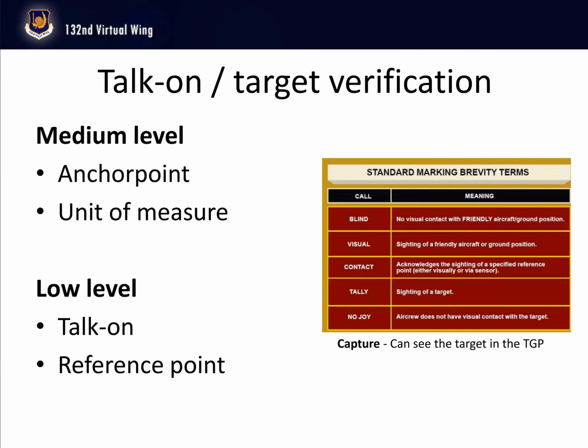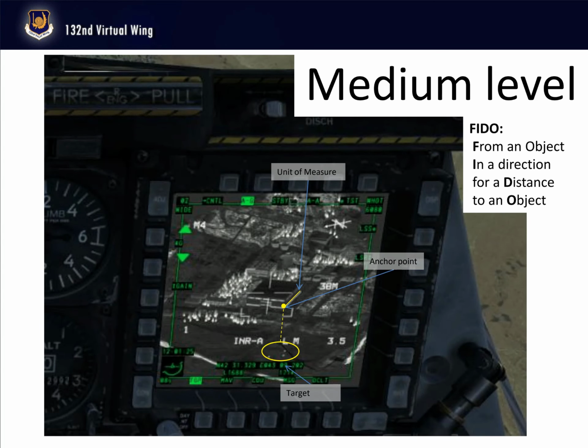Okay, so we have specifics for medium level and low level TOCONs. Some of it is more related to fast movers. The medium level is more relevant. When you have a sensor, we use feature, form, object, in direction. I'm on slide 21, I'm sorry.